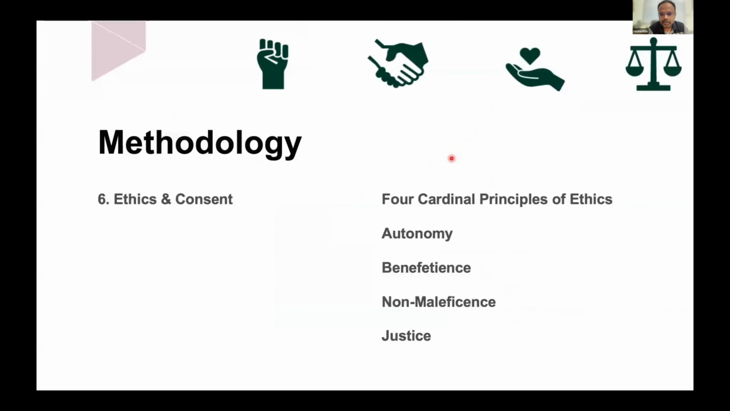The next important thing is about the ethics and consent. So we need to understand the four cardinal principles of ethics, that is autonomy, beneficence, non-maleficence and justice. Autonomy is the right of the patient, the right of the participant. Beneficence is something good for the patient. Non-maleficence is do no harm, that is not harming the patient. And justice is what is right for the situation. If it is the right of the individual, that is autonomy. Right for the situation and right for the patient, that is called justice.